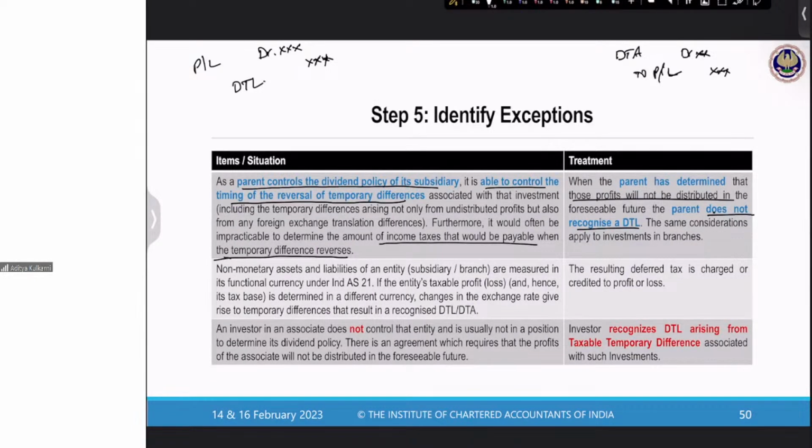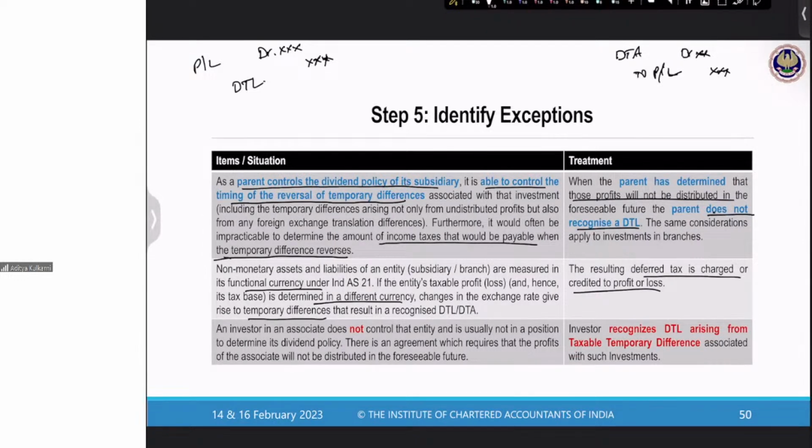Okay. Non-monetary assets and liabilities are measured in the functional currency under Ind AS 21. If the entity's taxable profit is determined in a different currency, changes in exchange rate give rise to temporary differences. Remember, we used to create an FCTR. We used to recognize an FCTR. Okay. Changes in the exchange rate give rise to temporary differences. Resulting deferred tax is charged or credited to the P&L.